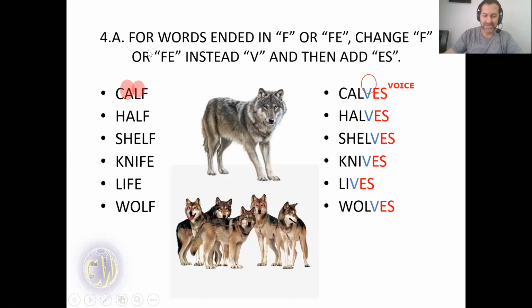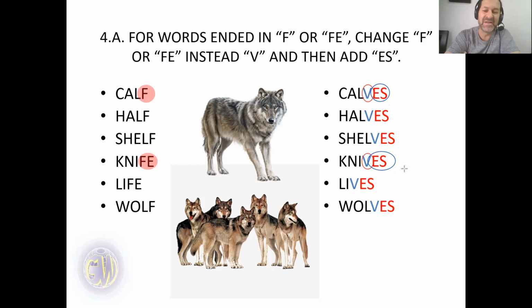Let me erase this. Okay. For words ended in F or FE, what you have to do is to change that F or FE instead to V. Look at this. Okay? And then it is said that you have to add ES. Let's do it. Very easy. And here, the animal which represents this rule is the wolf. So let's pronounce and have the meaning in Spanish. So you have calf, calves.